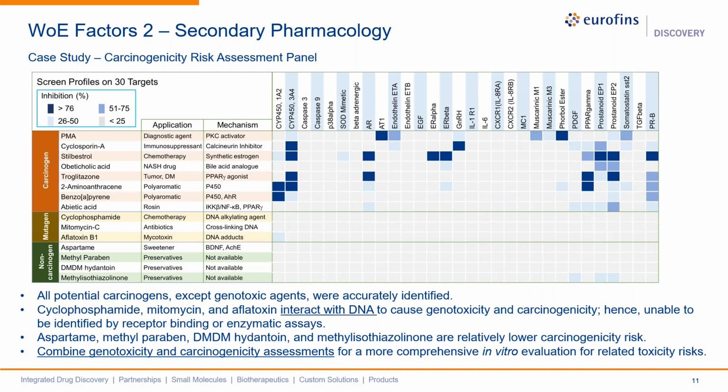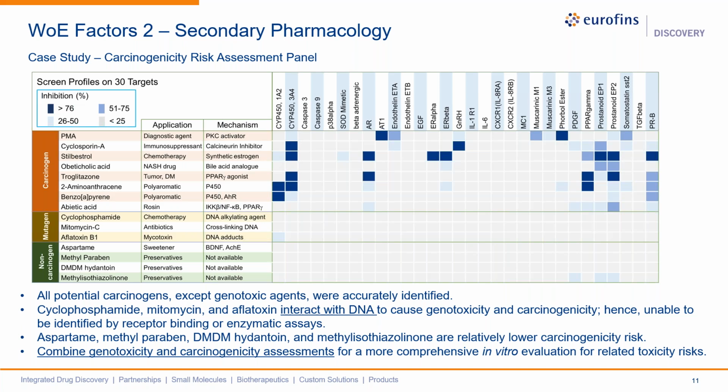What's especially notable is that our panel identified all potential carcinogens, but did not detect any mutagen, as the mutagens work directly through genotoxic mechanisms, like interaction with DNA, not interaction with receptors or enzymes. At the top of our chart, compounds like PMA, cyclosporin A, and triglyceride show clear binding patterns across multiple targets. This multiple target profiling helps us spot compounds with potential carcinogenic risk.